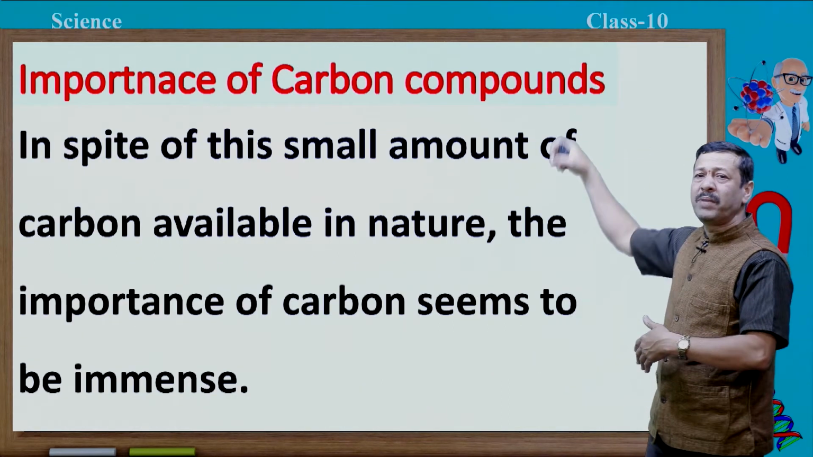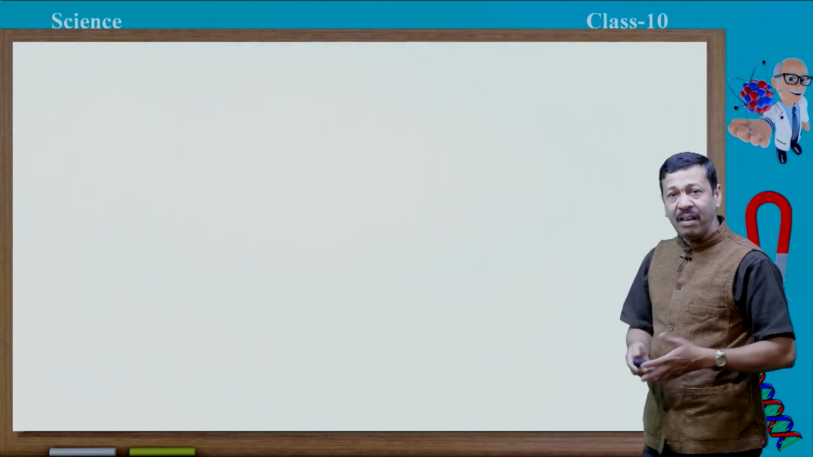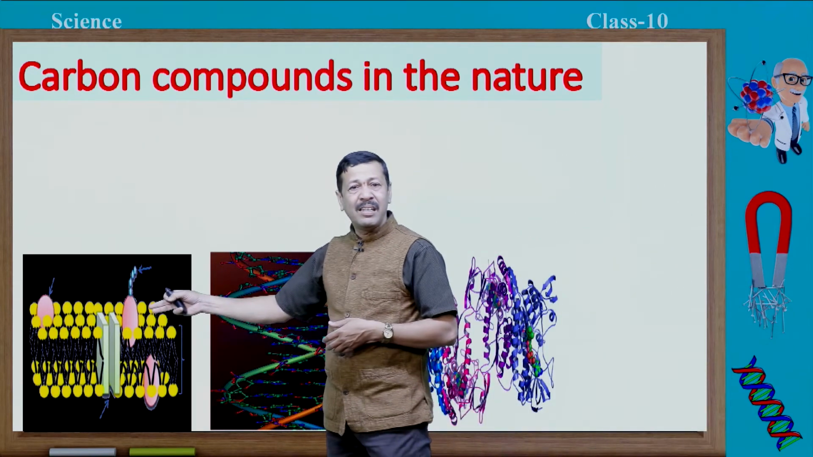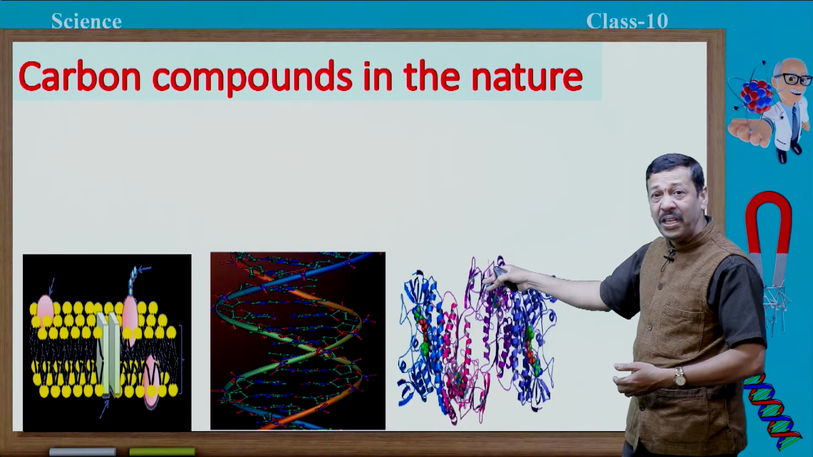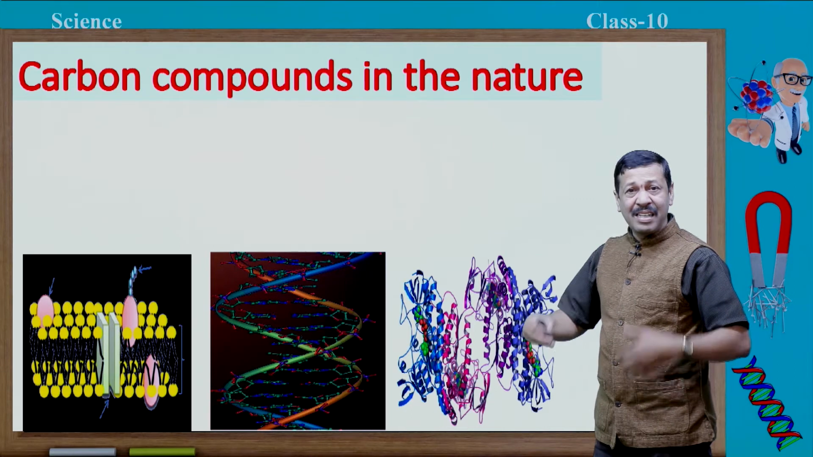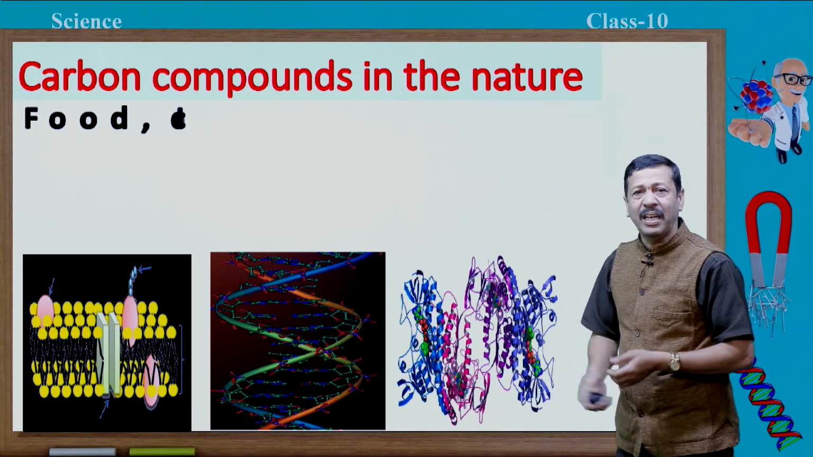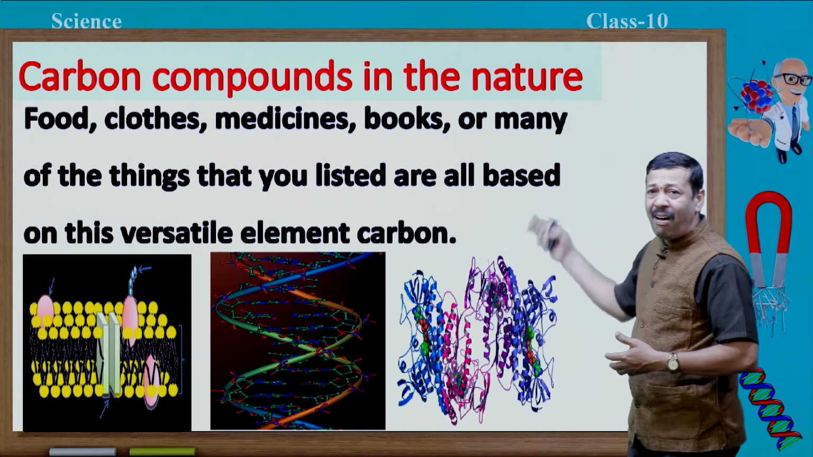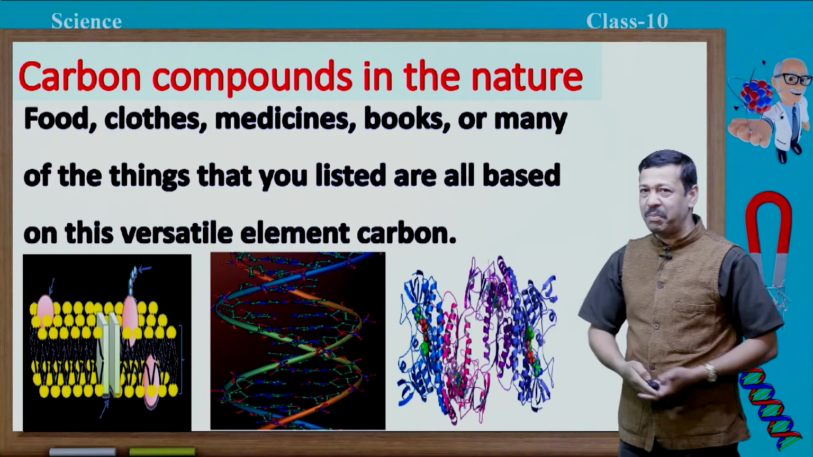In spite of the small amount of carbon available in nature, the importance of carbon seems to be immense. In what way? Yes, it is found in many things. What you are seeing is the lipoproteins found in cell membrane. This is the DNA, this one is protein, insulin. That means it is a part of our body. Our body structures, cells, tissues, organ systems, etc. are made by these carbon compounds only. So the food, clothes, medicines, books or many things that you listed now are based on this versatile element carbon. Probably you understood now the importance of carbon.